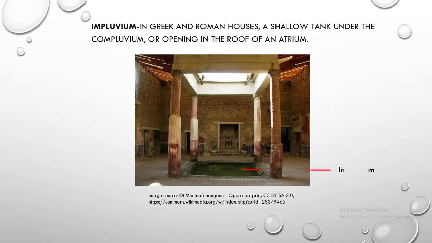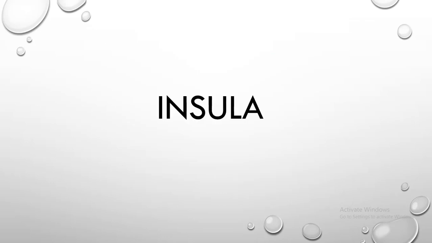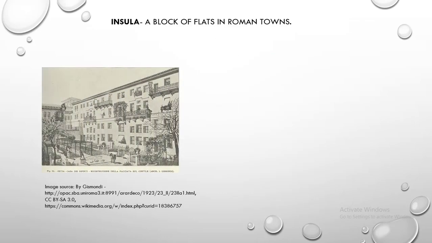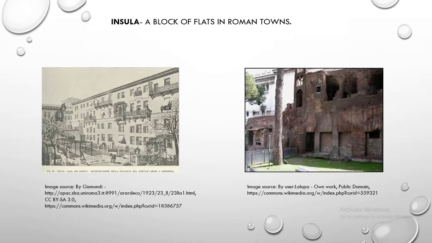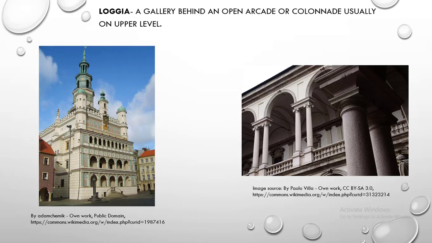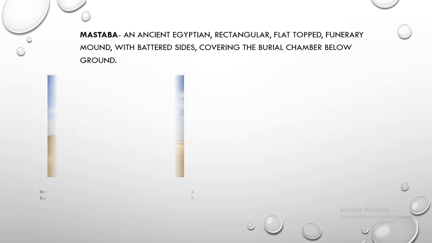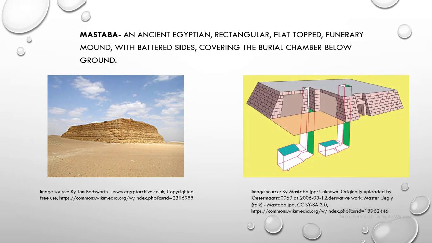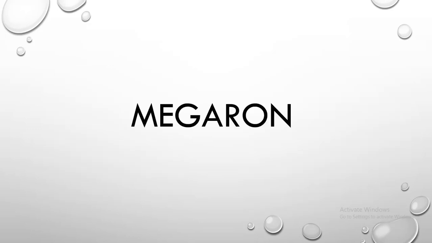Egyptian temples. Impluvium. Impluvium is, in Greek and Roman houses, a shallow tank under the compluvium, or opening in the roof of an atrium. Insula. Insula is a block of flats in Roman towns. Loggia. Loggia is a gallery behind an open arcade or colonnade usually on upper level. Mastaba. Mastaba is an ancient Egyptian, rectangular, flat-topped, funerary mound, with battered sides, covering the burial chamber below ground.